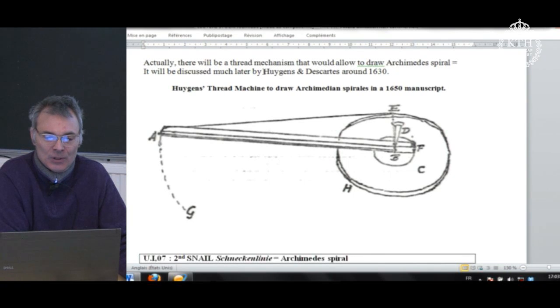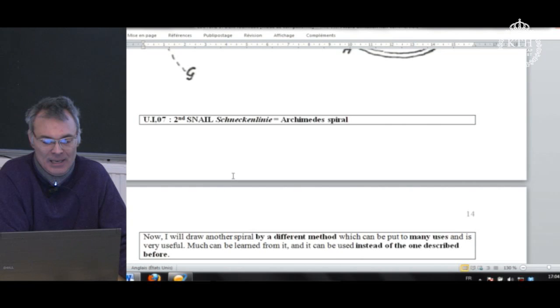And actually, there was no mechanical instrument, neither at the time of Archimedes, nor at the time of Dürer, in order to draw this machine. The instrument will be invented a little bit later by Huygens, and this is the drawing that Huygens made into a manuscript of this machine.